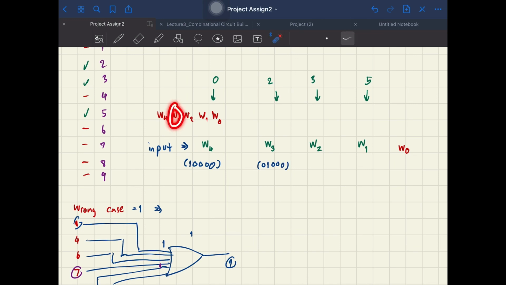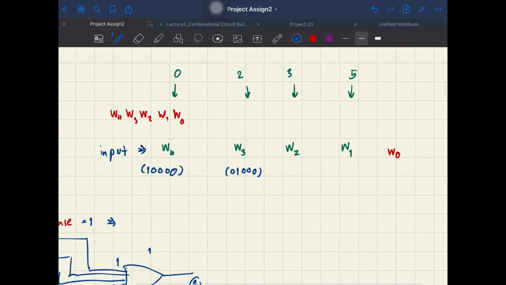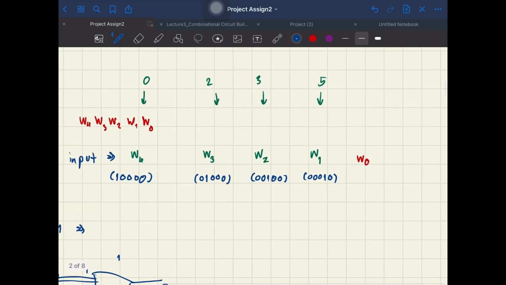So this is the second bit of my input, and it is high, or 1, at the second bit. So it represents 0, 1, 0, 0, 0, which means I press 2. And then W3 is 0, 0, 1, 0, 0. Press 5 is W1, 0, 0, 0, 1, 0. And the wrong case is also 0, 0, 0, 0, 1, right?